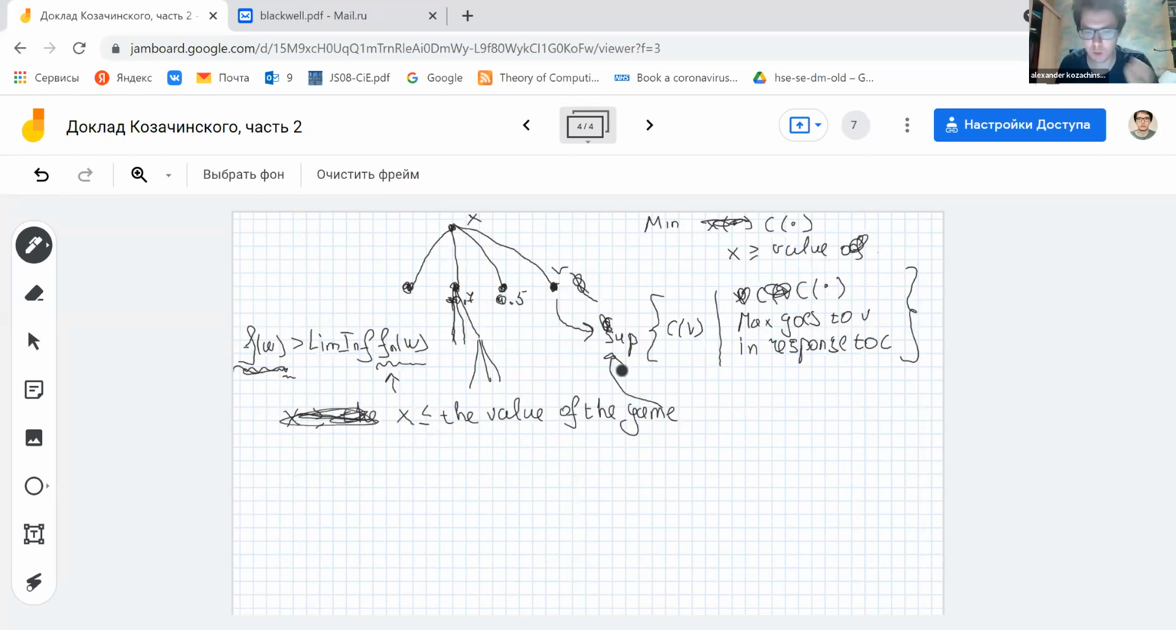But let me tell you one thing: actually this supremum might be undefined. So there might be no tuples such that max goes to V for some nodes. No, but then probably it's minus infinity. Then it's 0. No, okay, if between 0 and 1, then it's 0. Then we just assign 0.